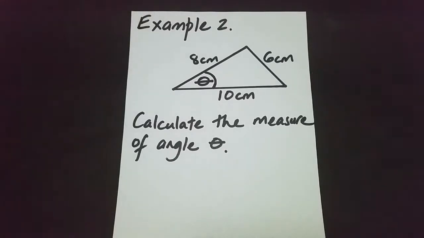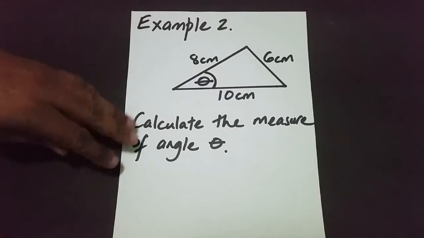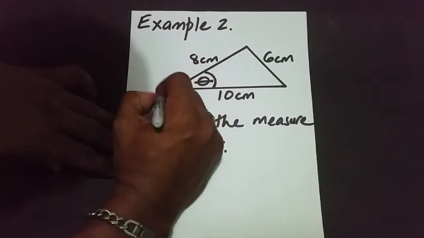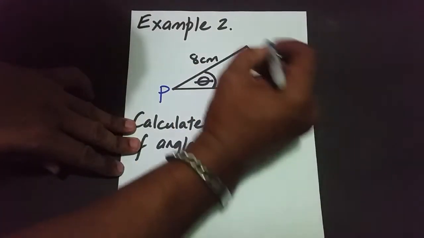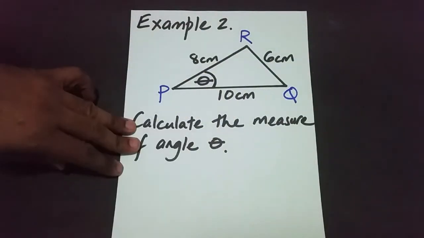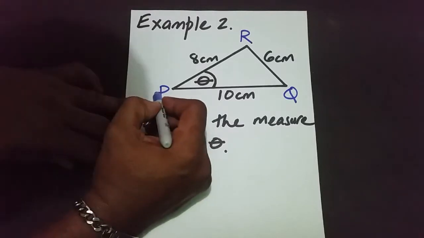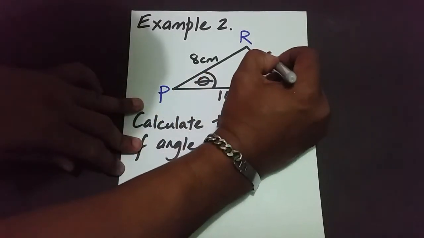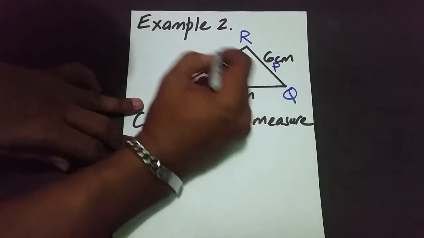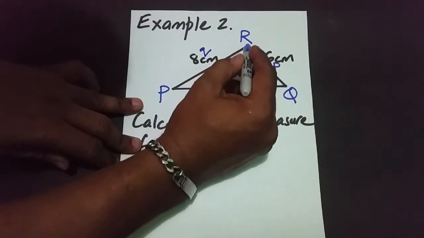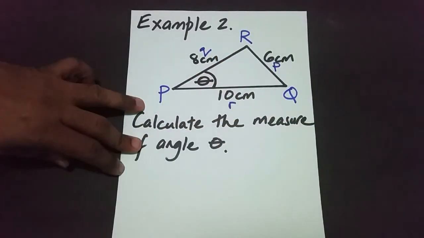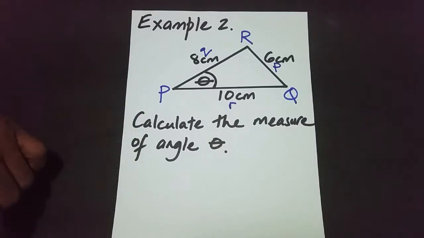Now, in this particular example, there's no capital letters given on the diagram. So what we're going to do now is put on these capital letters, and I'm going to use P, Q, and R. I'm going to ensure that I put on the common letters. So big P, little p, big Q, little q, and big R, little r. So I've ensured that I put on the letters, and now I can proceed.